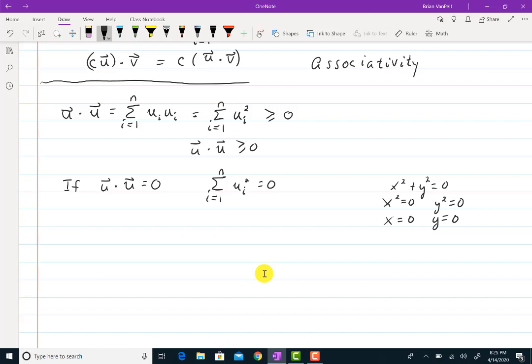So if this is equal to 0, that tells me that each ui squared is equal to 0, which tells me that each ui equals 0. And then if every single entry in u is 0, then u is the 0 vector. If you examine these steps, you can see that I can reverse everything. Basically, u dot u is equal to 0 if and only if u is the 0 vector.